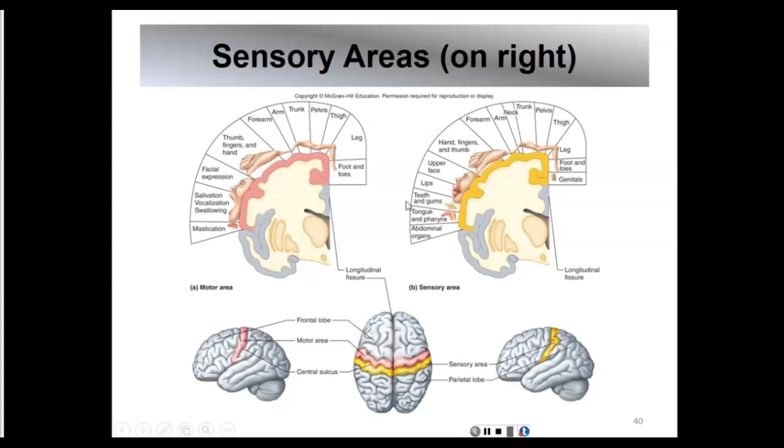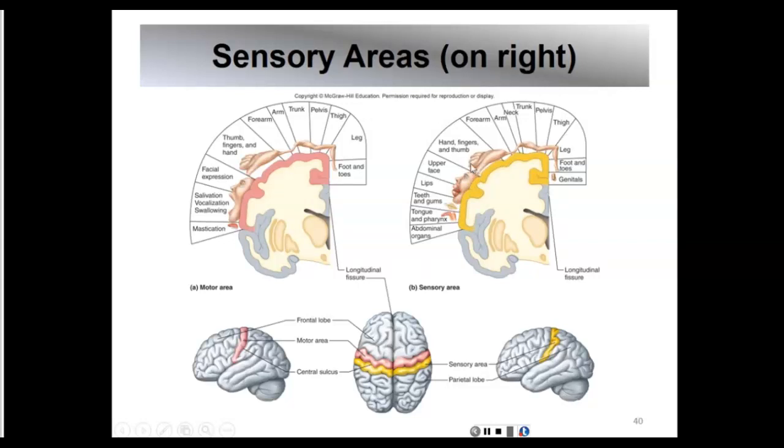Now if you look at these two pictures up here, they look sort of similar. You can see that in the cerebral cortex, in the sensory area, this part here is finding sensation for the genital area, the toes and the foot, the leg, the thigh, the pelvis, the trunk, the neck, the arm, forearm, hand. Look how much space the hand and the fingers and the thumb have, as well as the face. These are huge amounts of nerves, which makes sense.